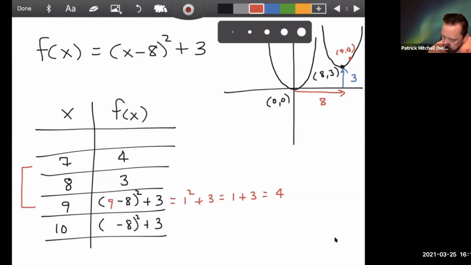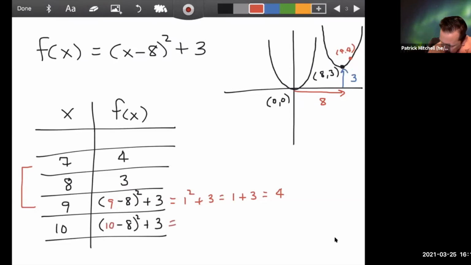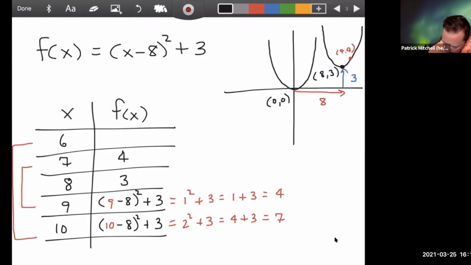And the same thing with x equals 10. 10 minus 8 is 2. 2 squared is 4. 4 plus 3 is 7. All right, so the point 2 units to the right of the vertex has a y coordinate of 7. So does the point 2 units to the left of the vertex at x equals 6. All right, see how much work that saves you when you use the symmetry?